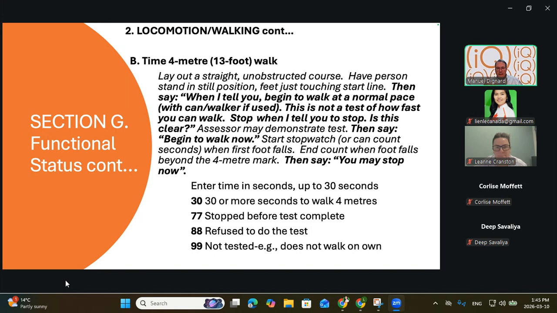Now, if they take more than 30 seconds, then you just put 30 in there. 30 or more, you put 30. But they got to the end, okay? They did the 4 meters. If they stopped before they got to the end, they had to sit down, then you put 77, right? Stop before the test complete. If they refuse to do the test, that's fine, you put an 88. If they don't walk on their own, you just put a 99.